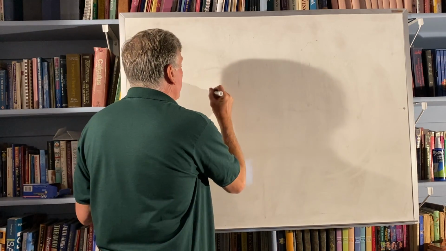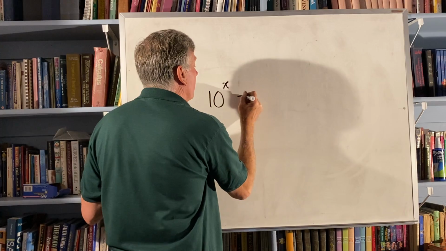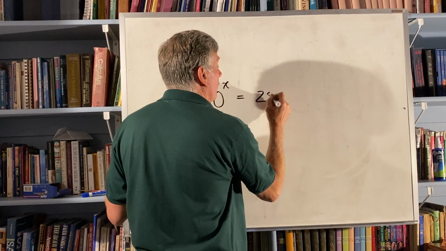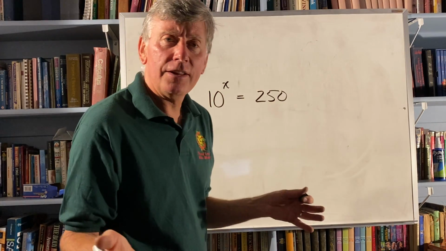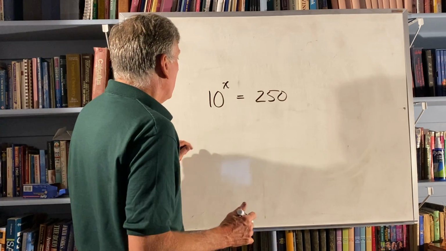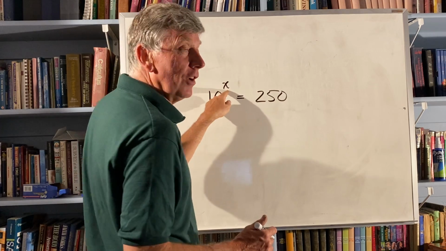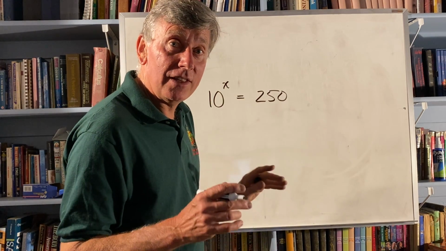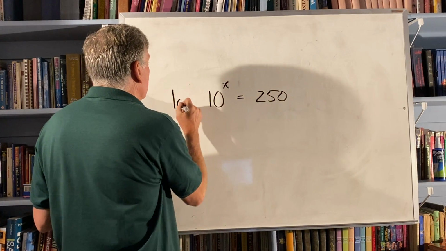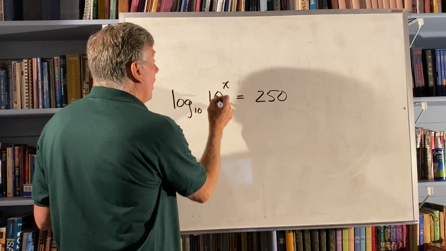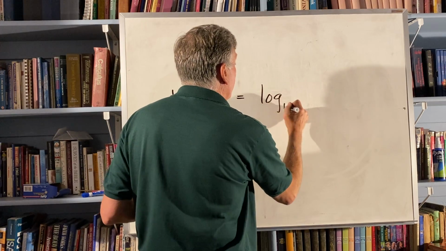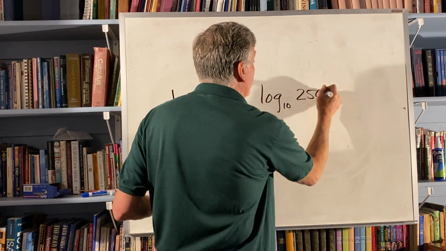I want to solve 10 to the x is equal to 250. Let's just do that. I have no idea. I just made this up. I can't solve for x like this, but if I take the log base 10 of both sides, I've got it. Log base 10 of 10 to the x is equal to the log base 10 of 250.